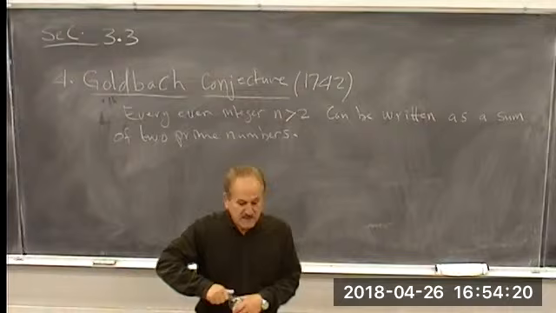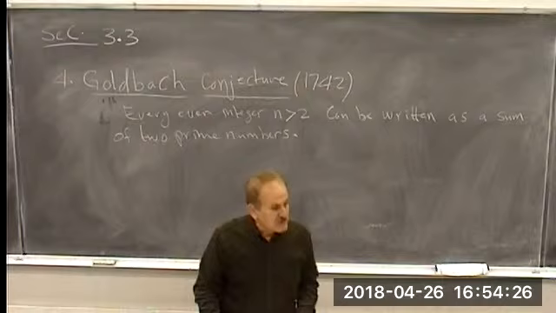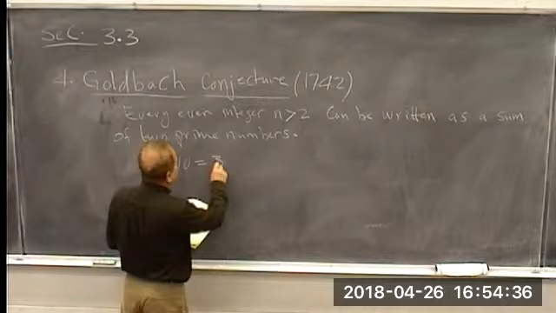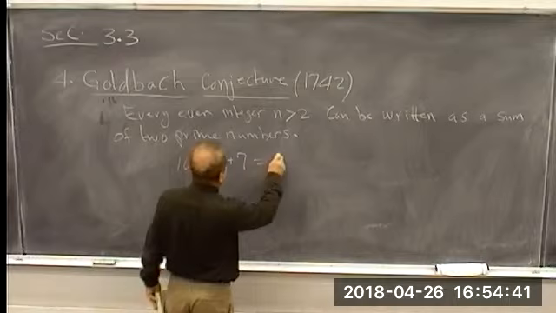And it's been verified for very, very large values, which means there is strong support that the conjecture may be true. For example, when you take 10, it can be expressed only in one way. Actually, two ways, sorry, 5 plus 5. So we have a repetition here.